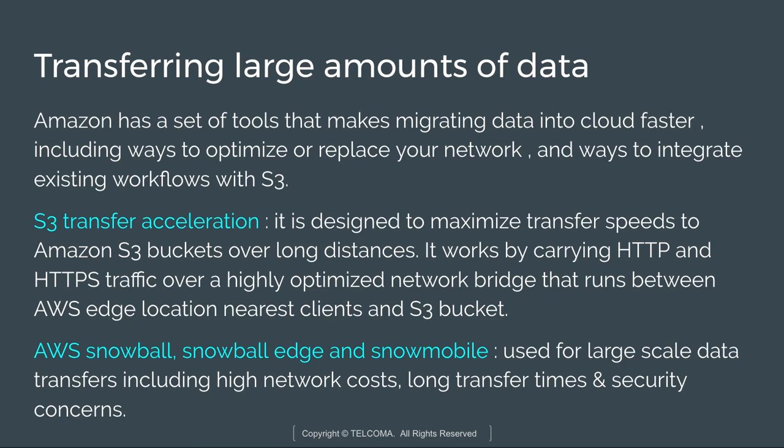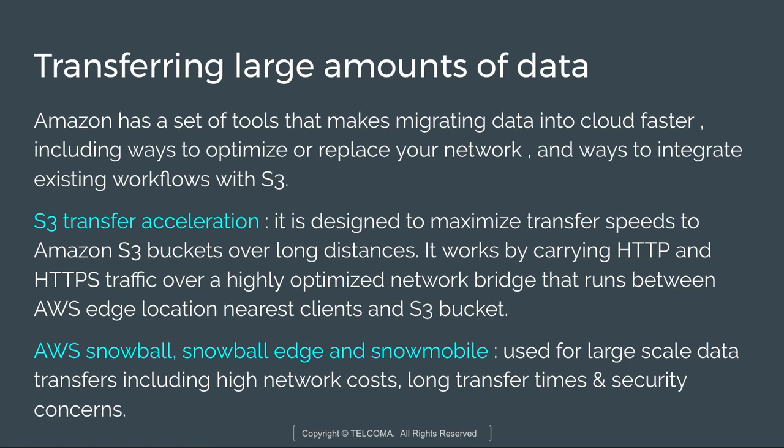So how do we transfer a large amount of data? We have Amazon Glacier, we have Standard IA. So what is the difference and how do we transfer data? In transferring large amounts of data, we have a set of tools so that we can migrate data to the cloud faster. We can optimize a network or we can integrate with existing S3.